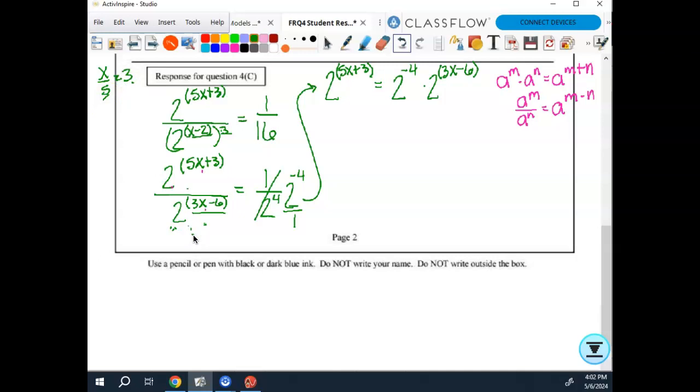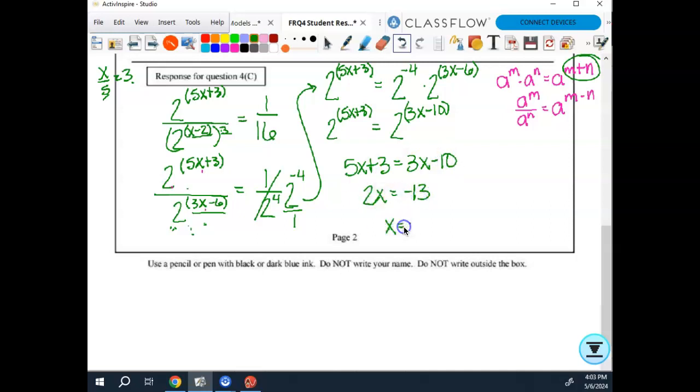All right, so now, can't drop my 2's. My left-hand side stays the same. 2 to the 5x plus 3 power equals. Now remember, when you multiply the same bases, you add the exponents. So this is 3x, so this is base 2, 3x minus 6 minus 4, so this is 3x minus 10. Now that I have congruent bases, 1 on each side, I can drop the 2's, and I get 5x plus 3 equals 3x minus 10. So 2x equals negative 13. X equals negative 13 over 2.